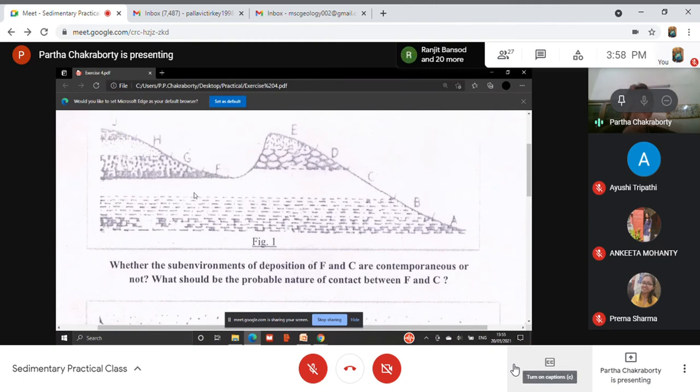You try to interpret. If you can't do it, in the next practical class I will tell. In the next practical class, we will do an exercise on paleocurrent. And after that, we will start petrography.